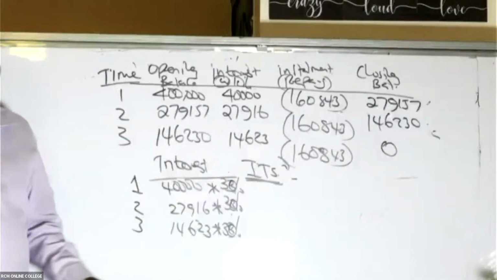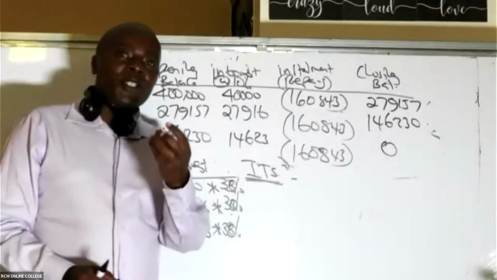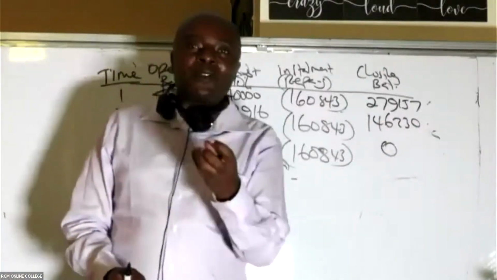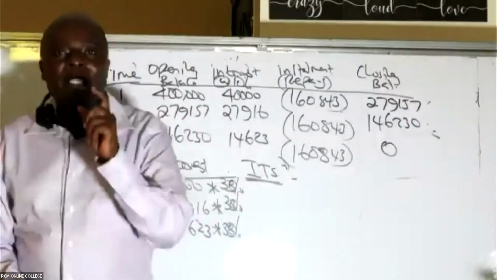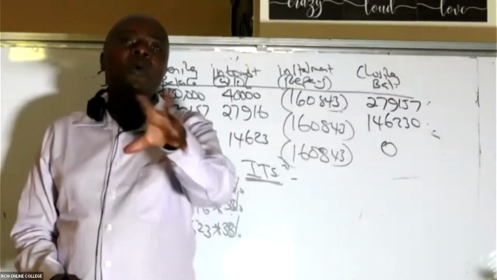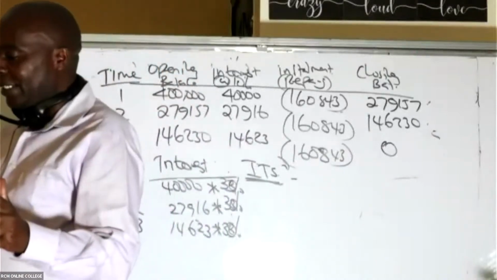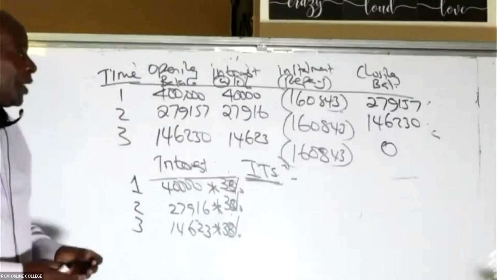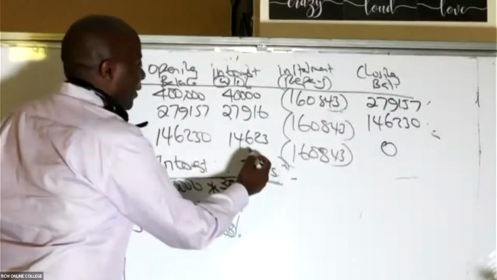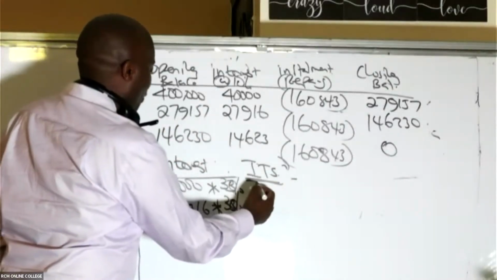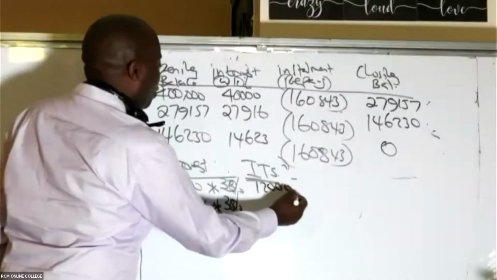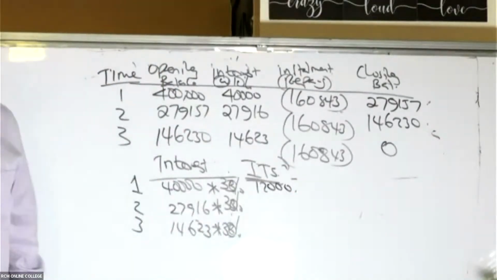Interest tax shield. The kind of benefit we shall get by the fact that interest is tax allowable. Because interest is tax allowable, there is a clear benefit there. You can also call it the tax benefit on interest. So this one is giving me 12,000. How about year number 2?